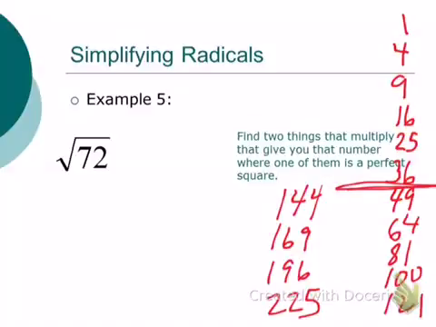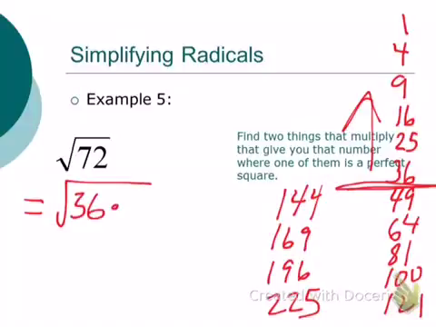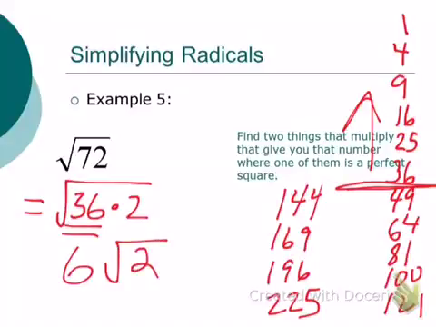What's the largest number up there that will go into 72? 36. 36 goes how many times? Twice. So the square root of 72 is the square root of 36 times 2, right? And then we can simplify the square root of 36. What's the square root of 36? It's 6. And 2 is trapped inside because it's not a perfect square. So the square root of 72 simplifies in radical form to be 6 times the square root of 2.